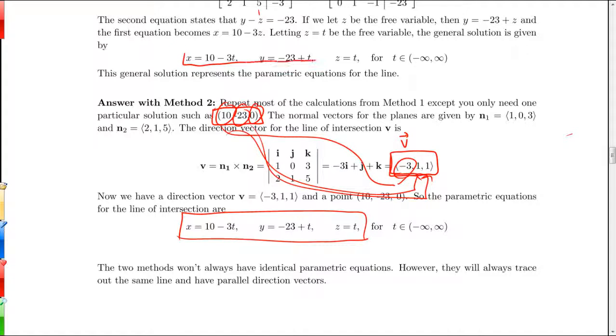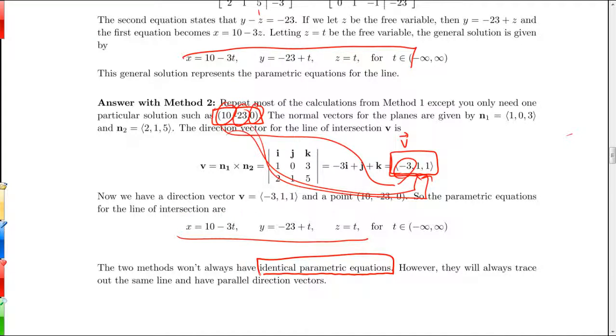And notice both ways produced the same line. And they might not always produce identical parametric equations. Like, you might not look at them and immediately identify them as being the same, but they will trace out the exact same line, and they will have parallel direction vectors.